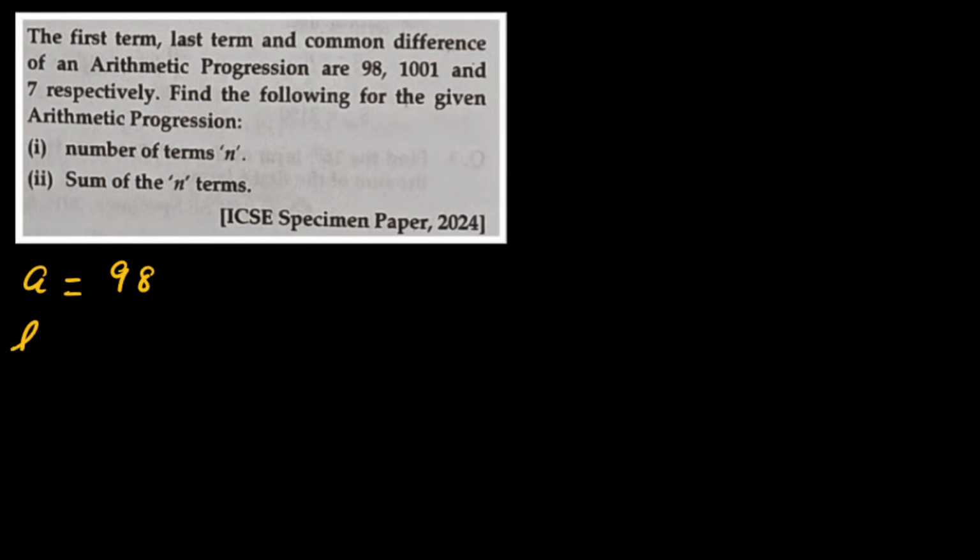Then last term, L, is given to us. Last term is 1001. And then common difference D is given to us, 7. It's mentioned first, last, and common difference respectively. So that means the first one is A, second one is last term, and the last one is common difference. Whenever the word respectively is mentioned, it means you have to consider the numbers in this order only.